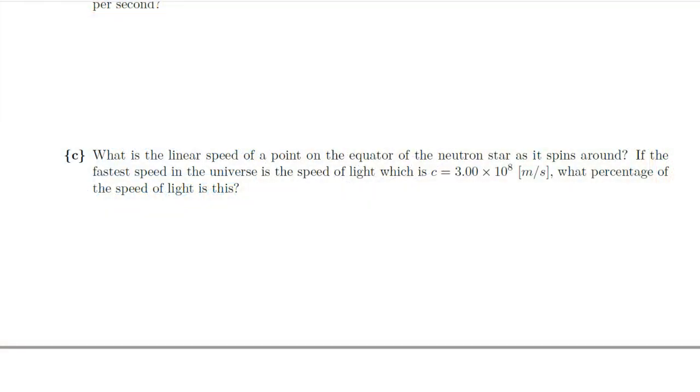The last part of this problem is, what is the linear speed of a point on the equator of the neutron star as it spins around? Once we get that speed, I just want what percentage of the speed of light it is. The speed of light I give you here, and we'll just compare it to what the speed of light is and what that percentage of it is. So let's just find that linear speed.